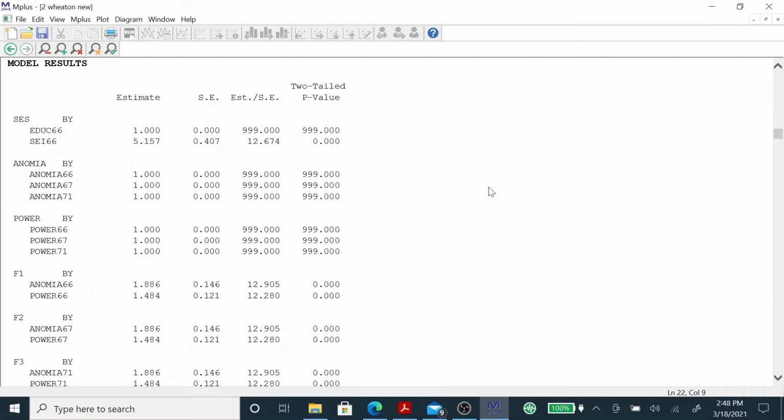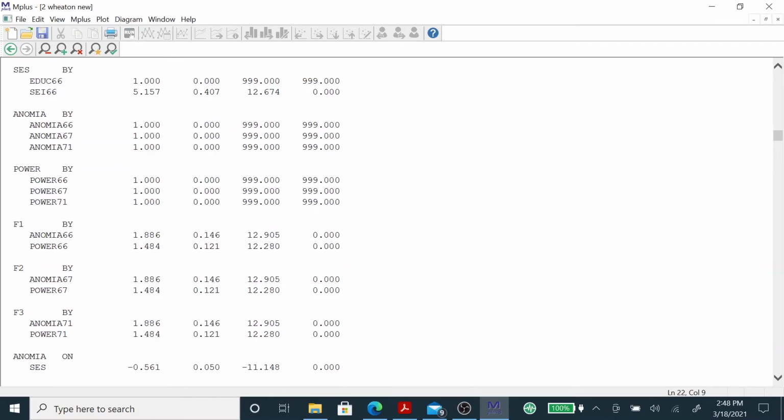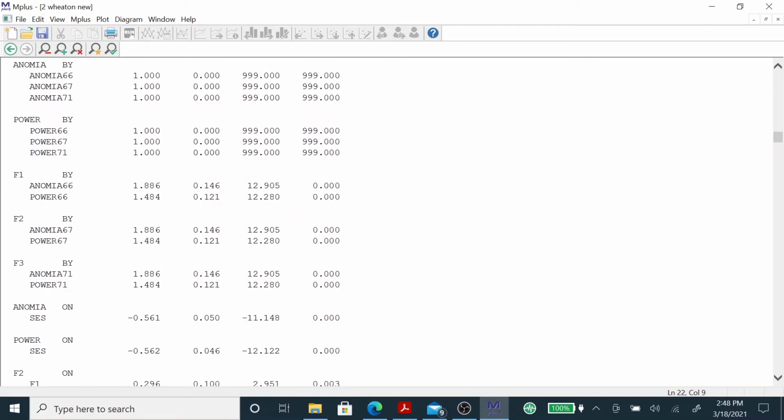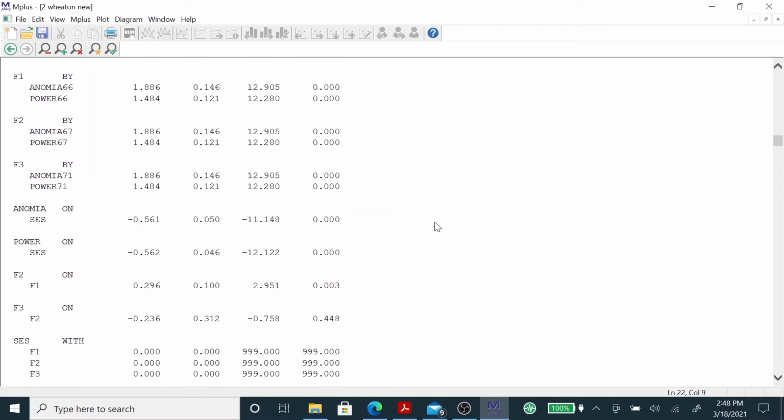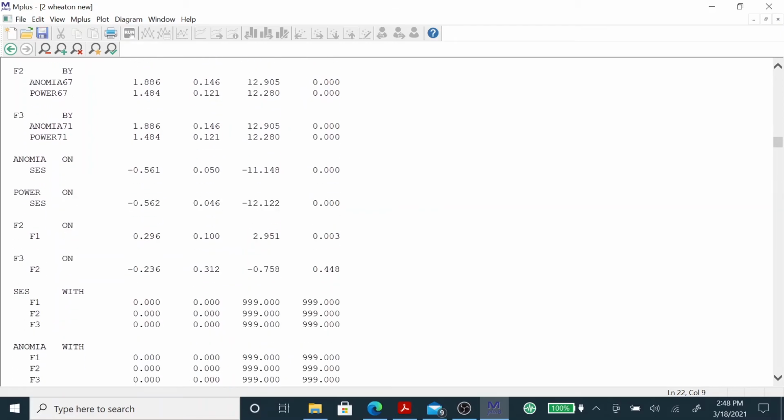And the model results, we have the intercept factors defined here. We see the characteristic ones. And then we have the 3 time-specific factors, which are, again, the factor loadings are significant, both of them. And the random intercepts regressed on the SES, negative, significant in both cases and of the same magnitude. So that's saying that as SES increases, your anomia and powerlessness random intercepts go down.